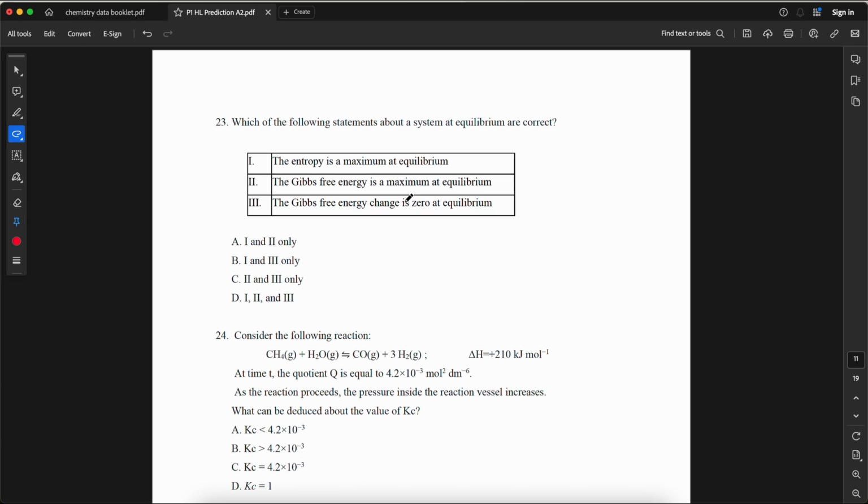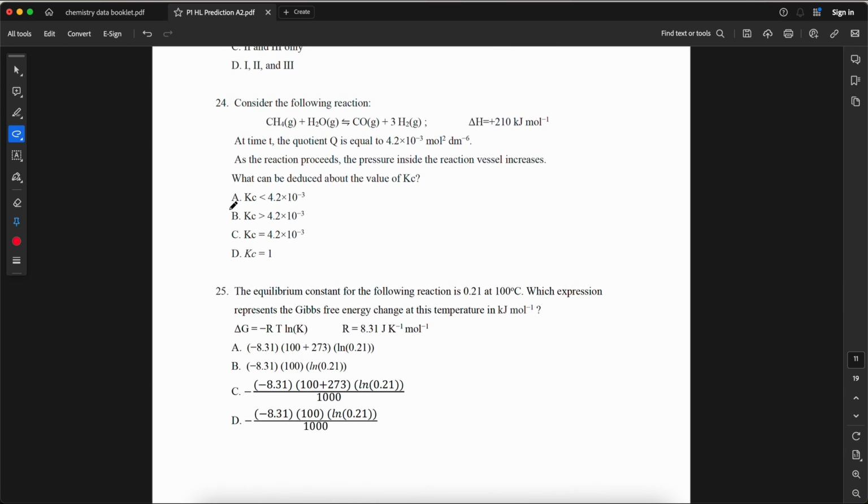Which of the following statements about a system at equilibrium are correct? For the first one, at equilibrium, neither reactants nor products are favored, resulting in maximum entropy and minimum Gibbs free energy. Correct? Is the Gibbs free energy at maximum at equilibrium? No, because it's minimum Gibbs free energy at equilibrium. The Gibbs free energy change is 0 at equilibrium. That is correct. Delta G equals 0 at equilibrium. So the answer is B.